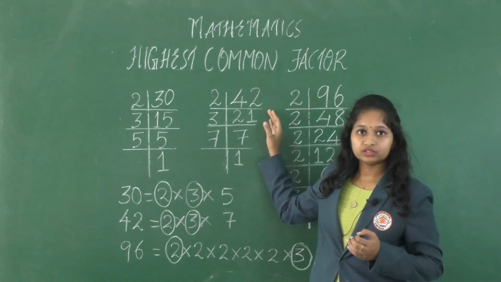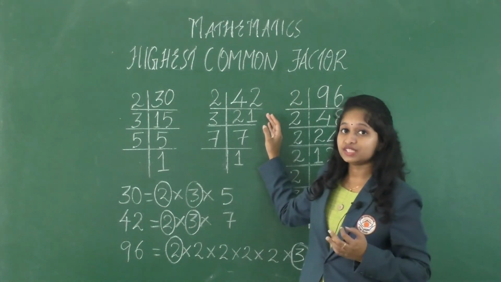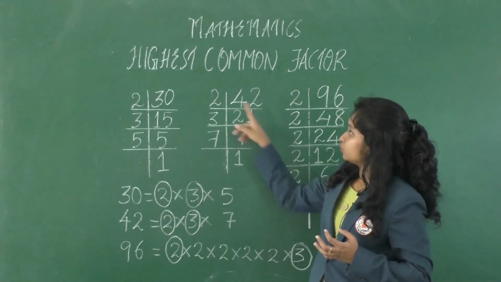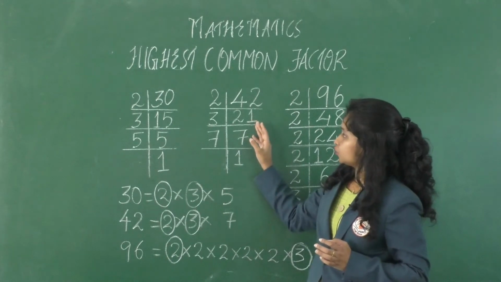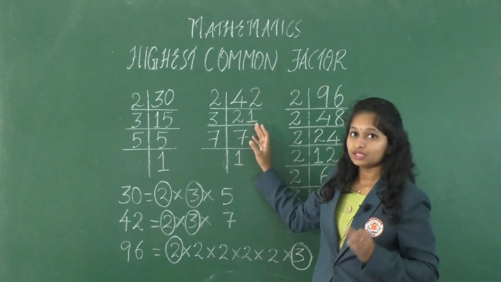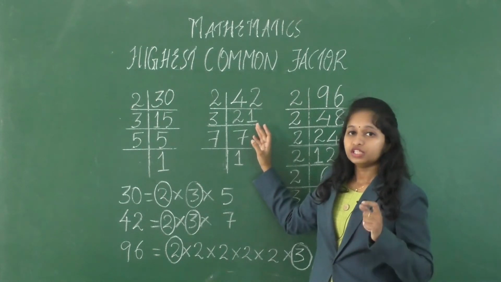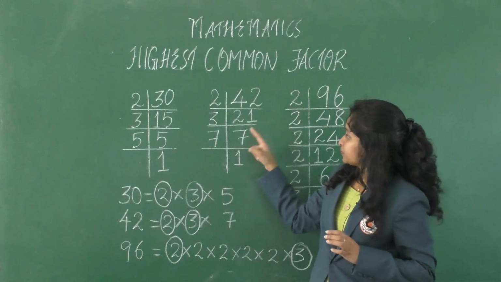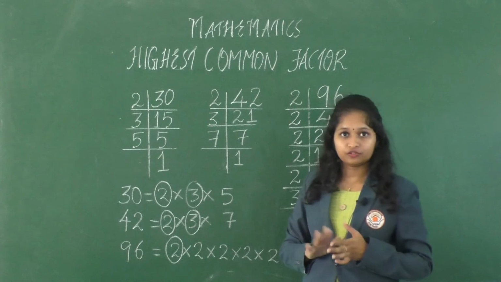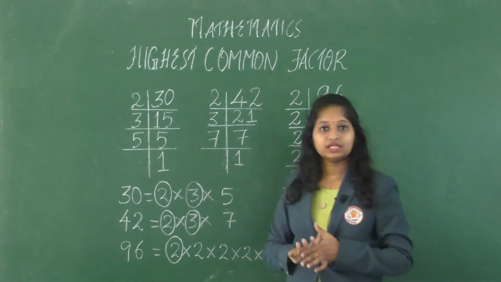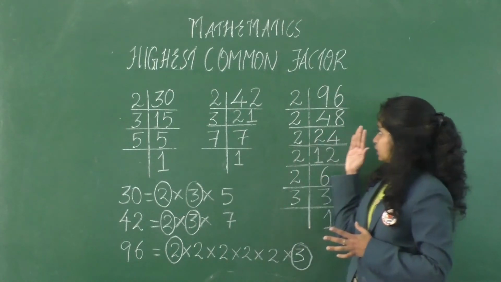42 is divisible with 2. How many times? 21. 2 times 21 is 42. Again 21 is divisible with 3. 3 is the least number by which it is divisible. How many times? 7 times. 7 times 3 is 21. 7 is a prime number. 1 times 7 is 7.